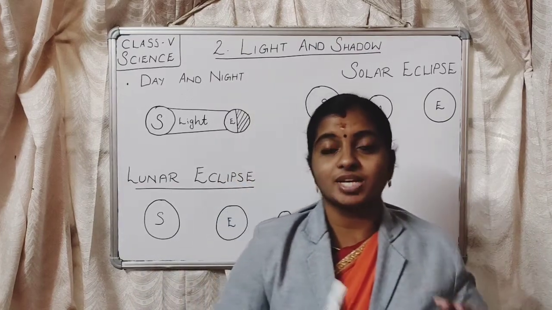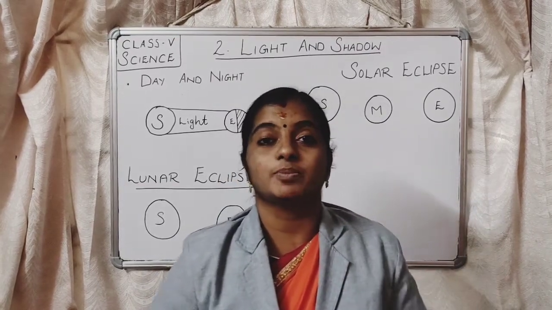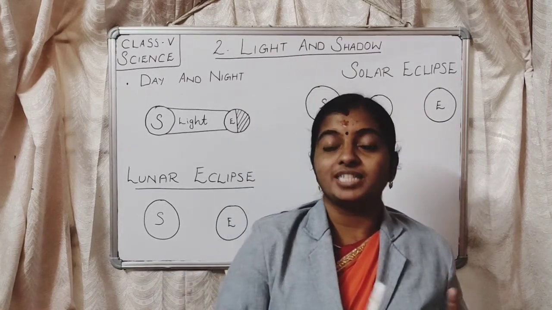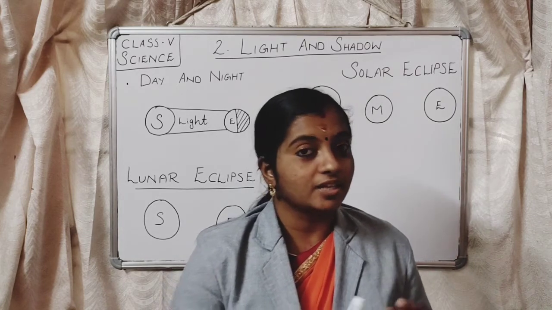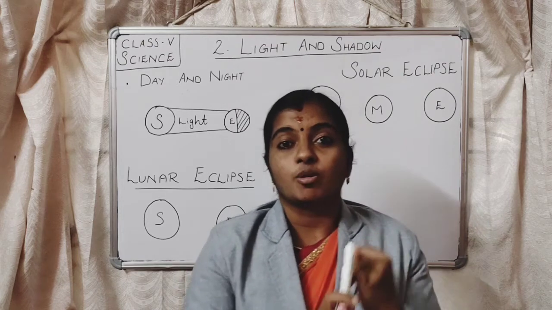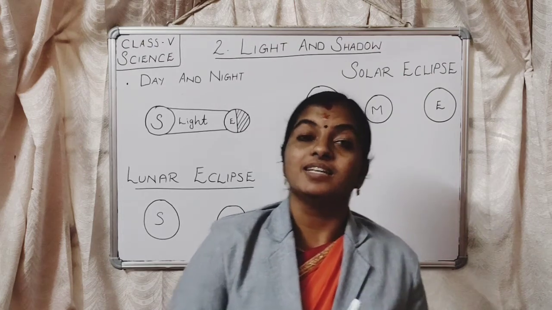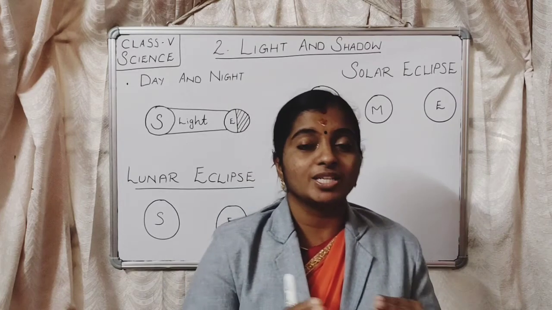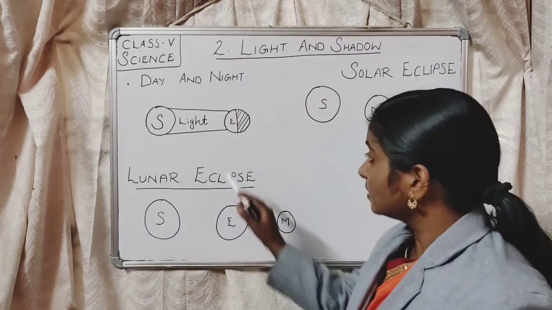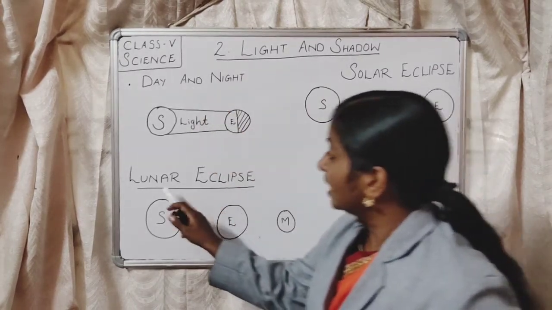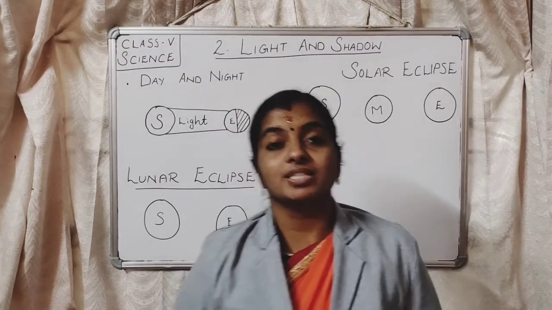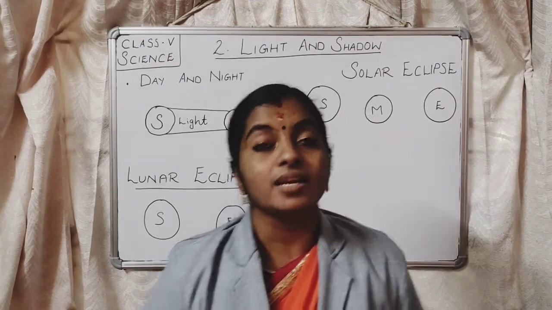The points which we are going to discuss today are based on the concept of shadow. So keep in mind that when an opaque object is blocking the path of light, a shadow will be formed. And the things necessary for the formation of a shadow are an opaque object, a source of light, and a screen. Based on this principle of shadow, we are going to study about three things. First one is day and night, then lunar eclipse and a solar eclipse. So first we will discuss about the concept of day and night.